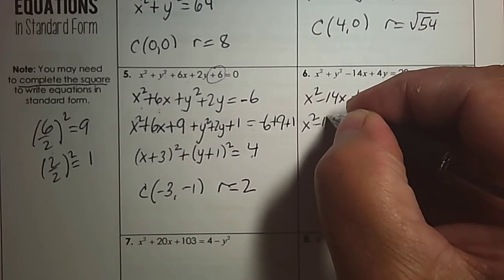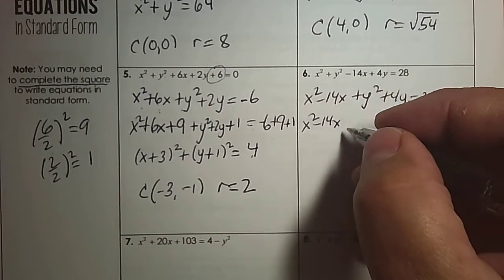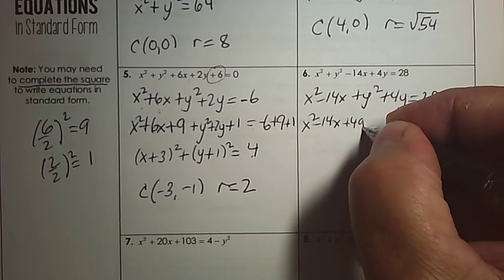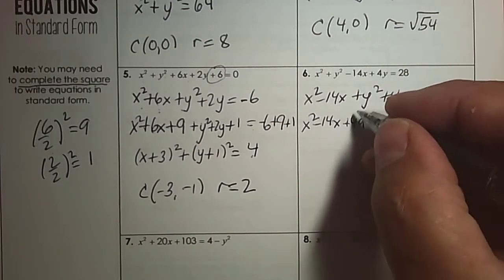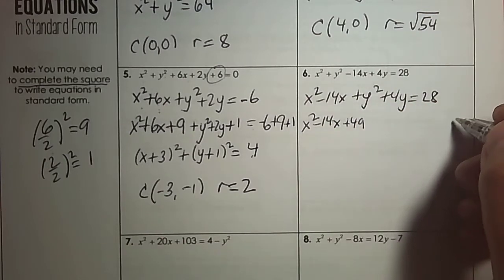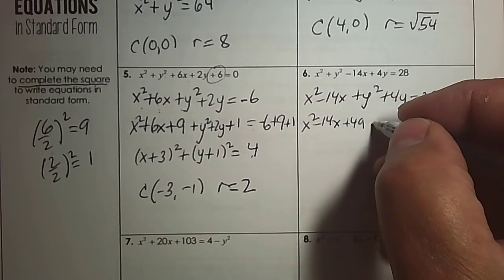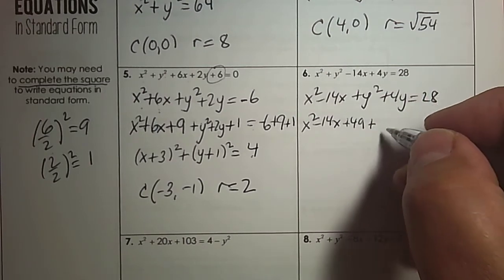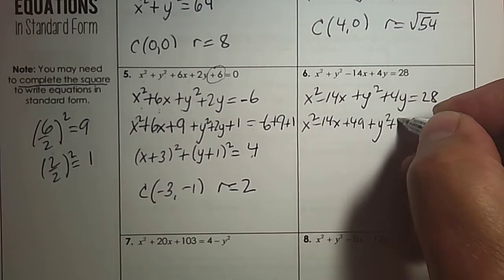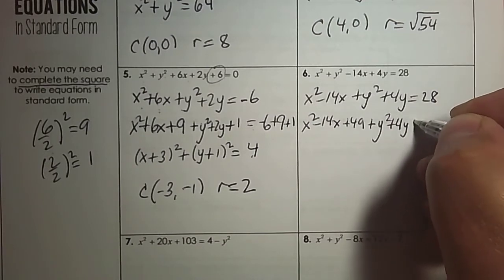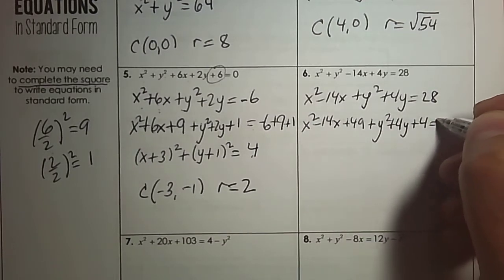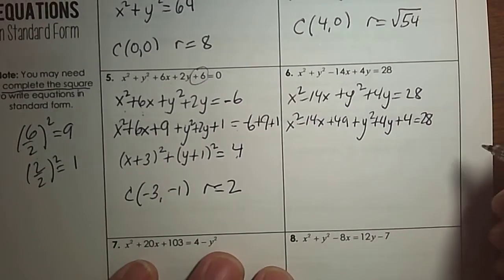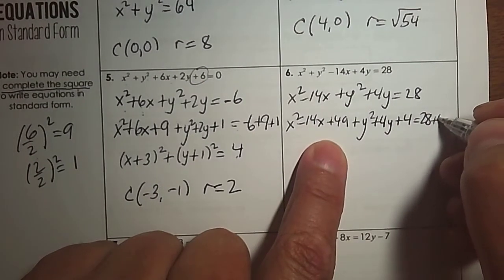So let's do that. Negative 14 divided by 2 is negative 7, and you square it, it's 49. And what I do to one side, I got to make sure I do to the other side. So when I'm done writing, I got to go plus 49 on the right side. I'm going to do the same thing here for y squared and 4y. So for 4y, can you divide by 2? 4 divided by 2 is 2, and square it, that's 4. Now we know the two numbers we're going to add to the right side. That's 49 and 4.